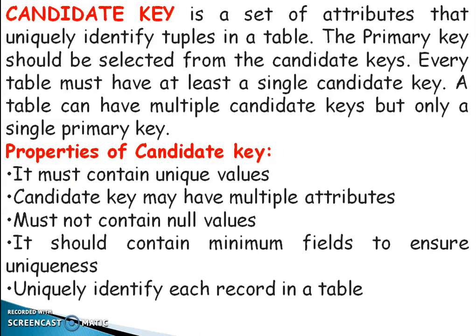Properties of candidate key. It must contain unique values. A candidate key may have multiple attributes and must not contain null values. It should contain minimum fields to ensure uniqueness. It uniquely identifies each record in a table.